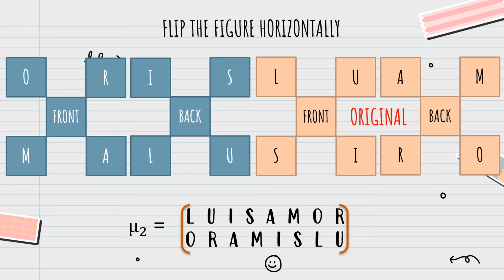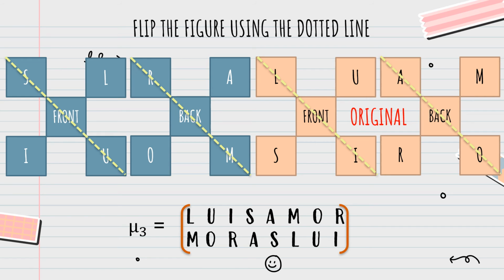Now, when the figure is flipped horizontally, the second row will contain the elements O, R, A, M, I, S, L, and U, and that will be our mu sub 2. Next, when the figure is flipped using the dotted line, it seems like it is flipped about the right diagonal. And therefore, we will be having the elements M, O, R, A, S, L, U, and I for the second row. And that will already be our mu sub 3.